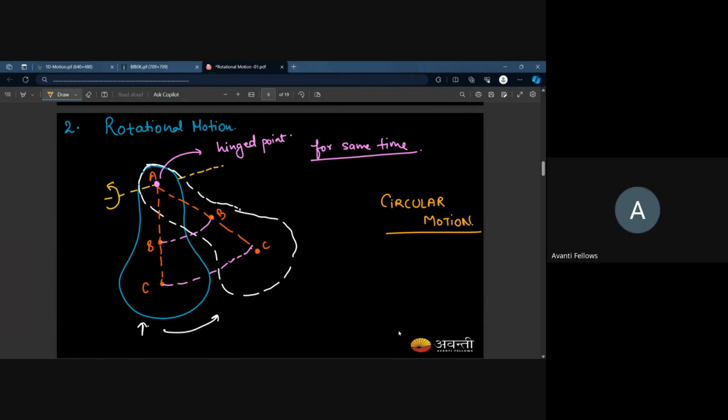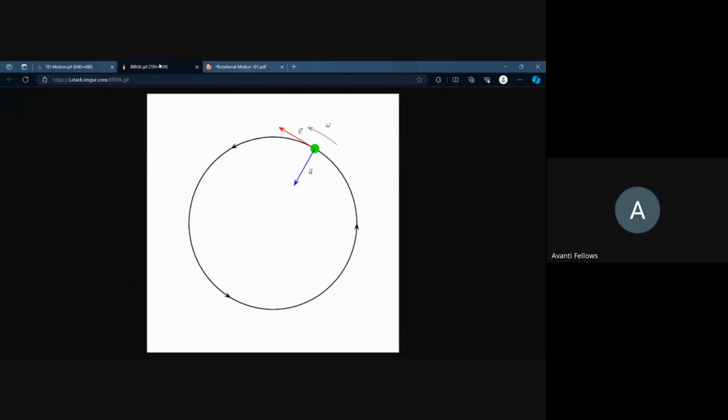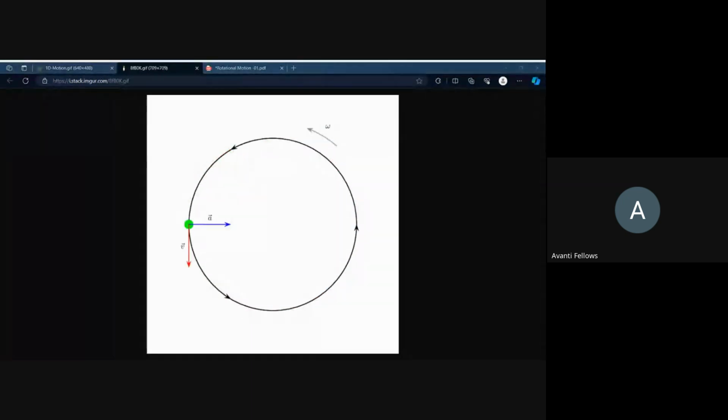Circular motion is something like this, as you can see on your screen. You can see that this green particle is moving on a circular track. It has some velocity along the tangent, which is expressed by the red arrow, and an acceleration towards the center, which we know as centripetal acceleration. It is very important for the existence of this circular motion. Yes or no? It is supposed to be there. Okay. Yes, ma'am. Cool.